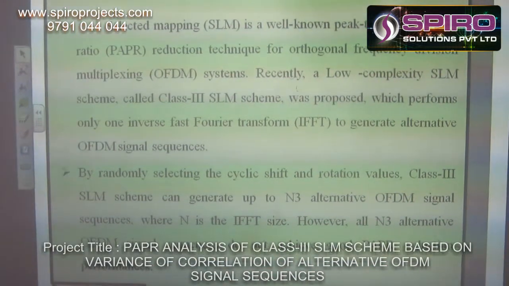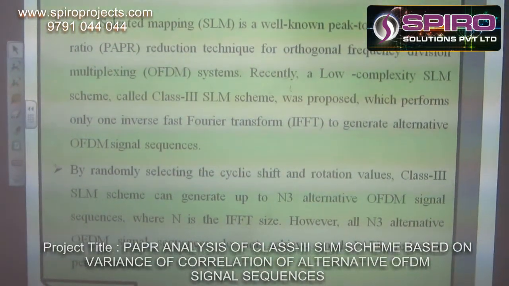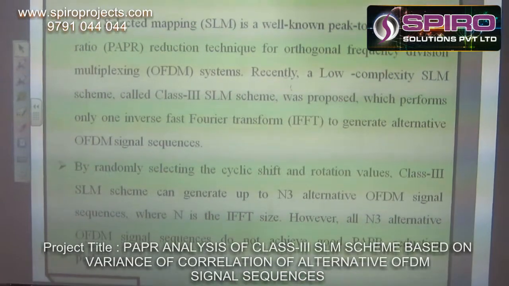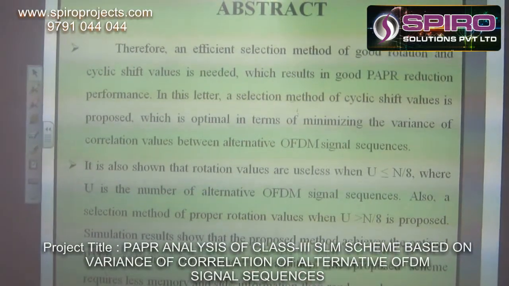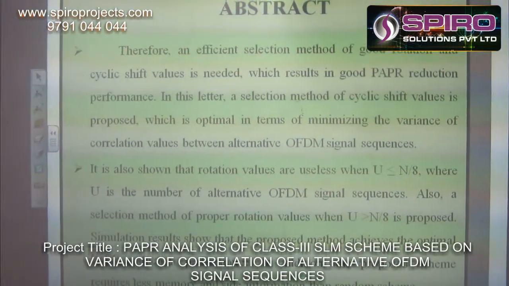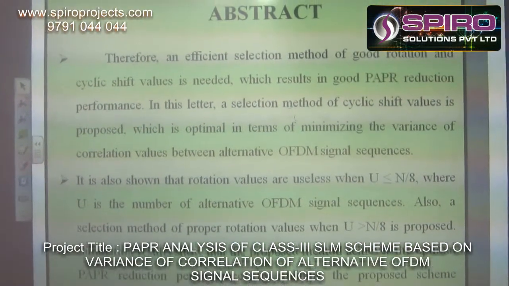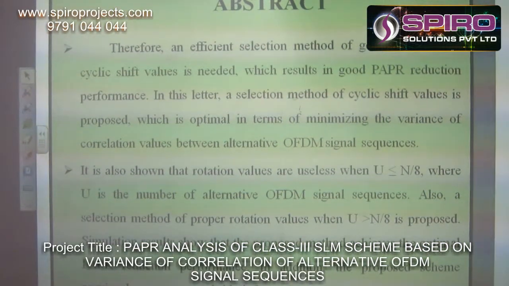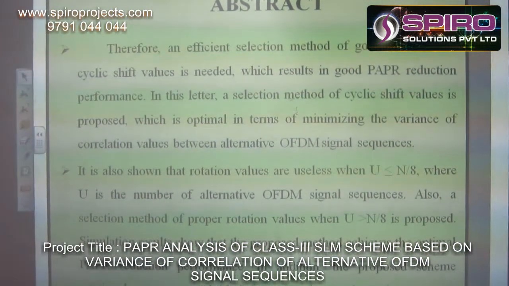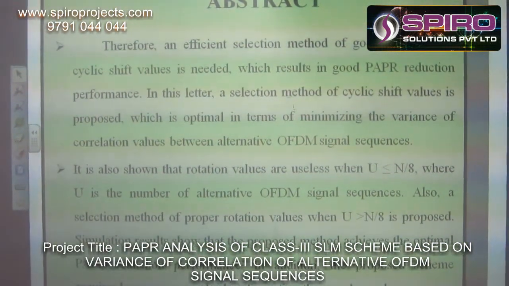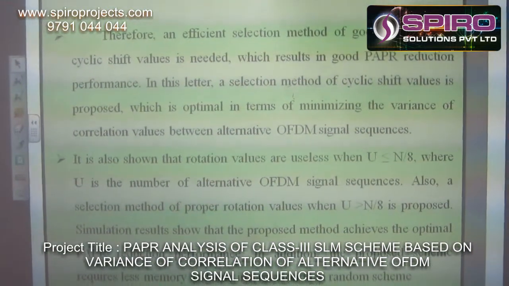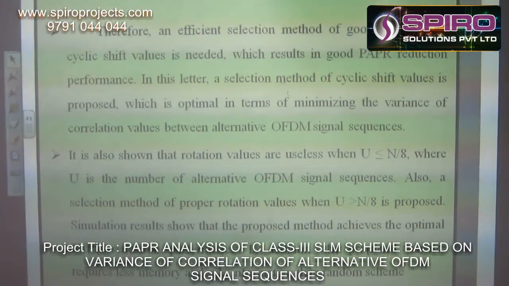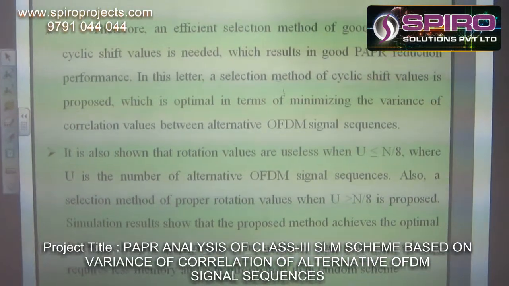However, not all N^3 alternative OFDM signal sequences achieve good PAPR reduction performance. Therefore, an efficient selection method of good rotation and cyclic shift values is needed, which results in good PAPR reduction performance. In this paper, a selection method of cyclic shift value is proposed, which is optimal in terms of minimizing the variance of correlation values between alternative OFDM signal sequences.